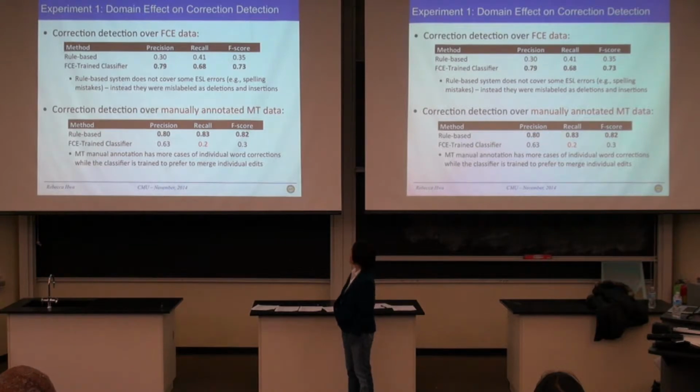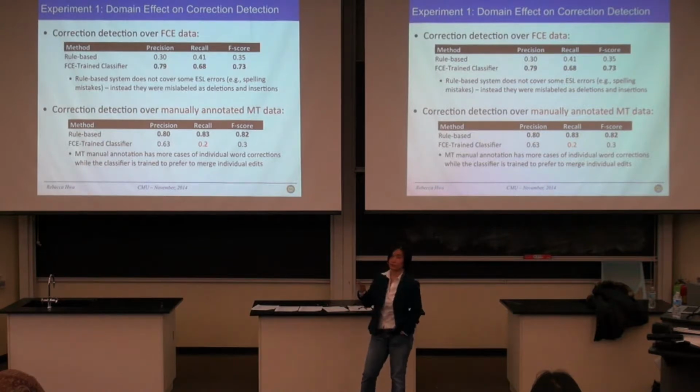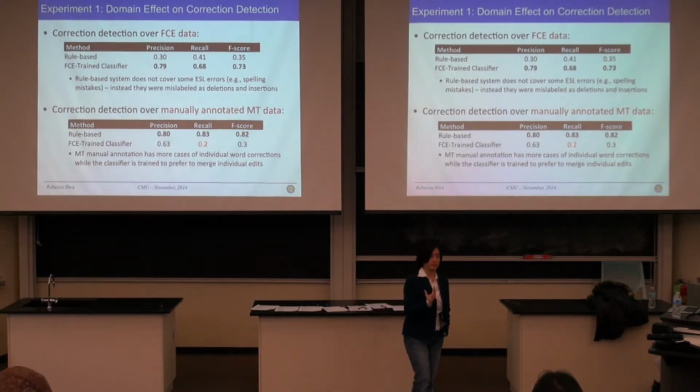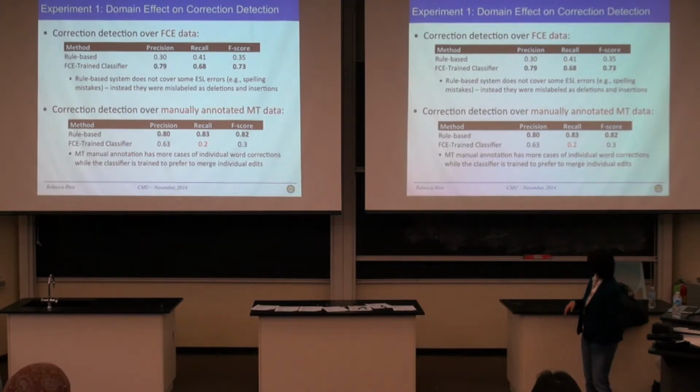The annotation considers more cases of individual word corrections. So a lot of the mistakes are word replacement errors or making the wrong choices on the word level, whereas the trained classifier, as we've talked about, spends a lot of time trying to figure out when to merge. So it does prefer to merge a lot of the cases, and so it prefers to see things as a phrase translated into another phrase. And that is why, even though precision is pretty good, the recall is fairly low.